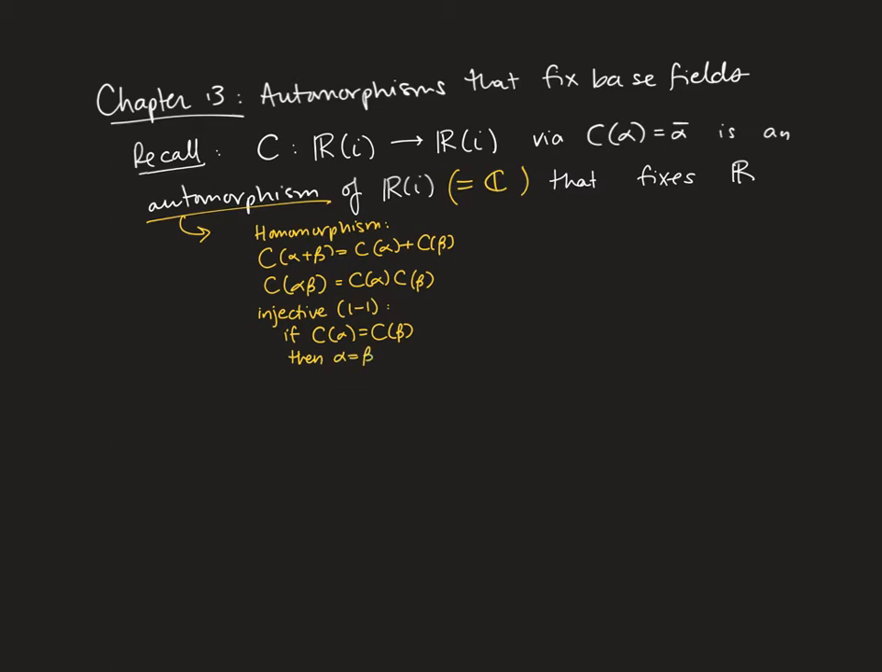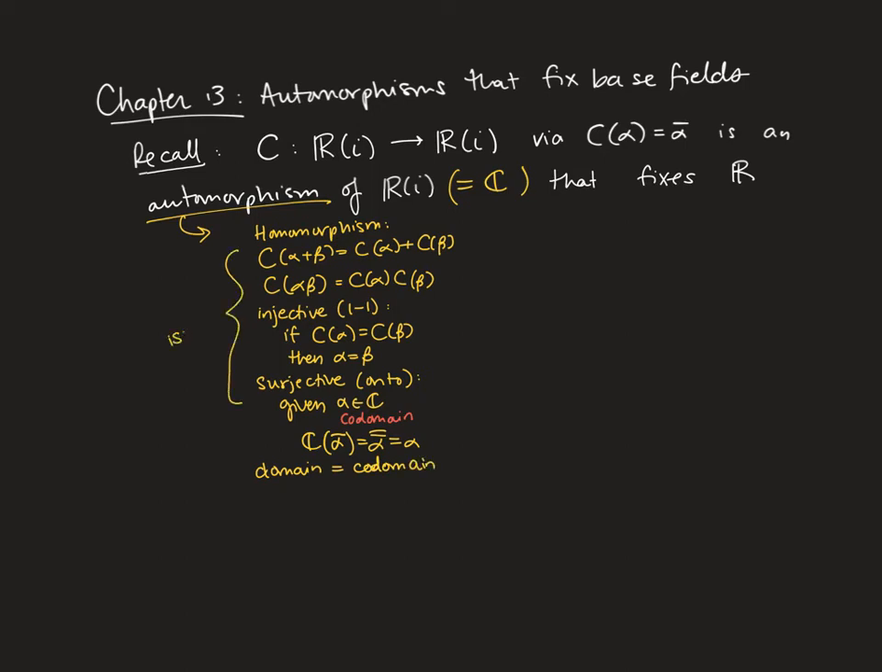We also checked that it was surjective, so given a target complex number, let's call it alpha, we need to know how to get there. And in this case, if we take alpha in the complex numbers, and our complex numbers here is the copy that's sitting in our codomain, then when we take C of alpha bar, we get alpha bar conjugate, which is just alpha. And it's an automorphism because the domain and codomain here are the same things.